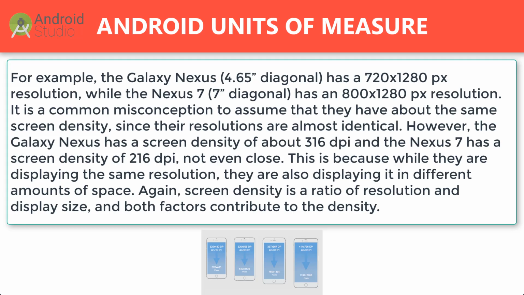In other words, the first one has 316 dpi and this one has 216 dpi, not even close. This is because while they're displaying the same resolution, they're displaying it in different amounts of space. So again, screen density is a ratio of resolution and display size, and both factors contribute to the density. So careful thought needs to be given when you're working with your device configuration and sizes.